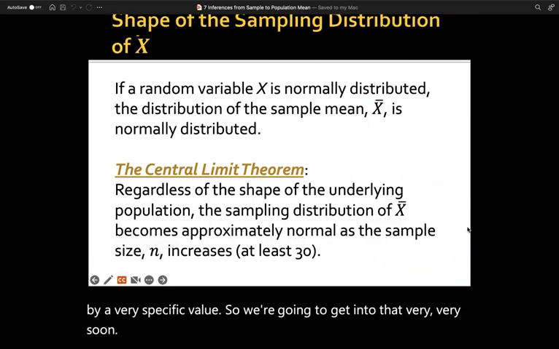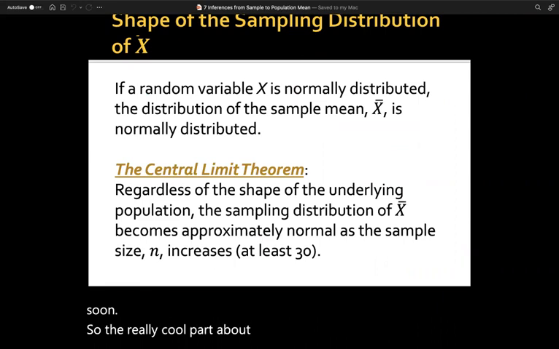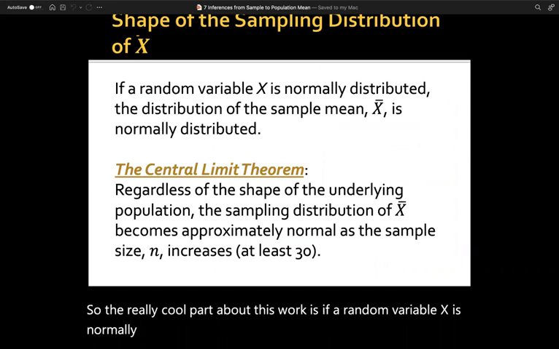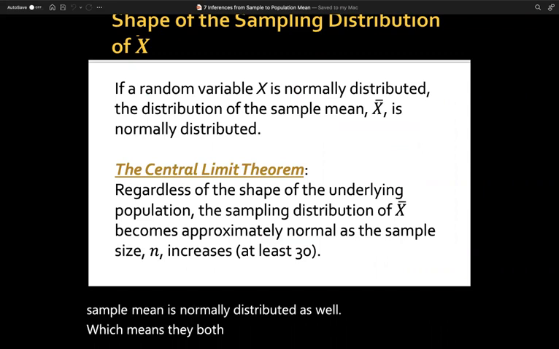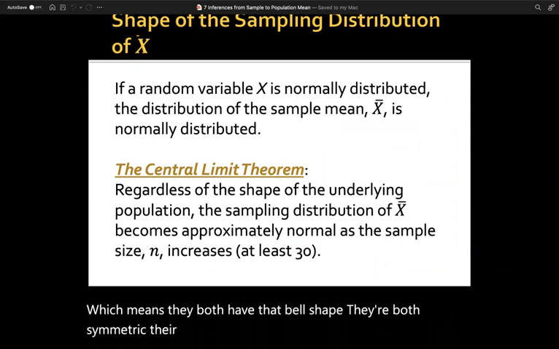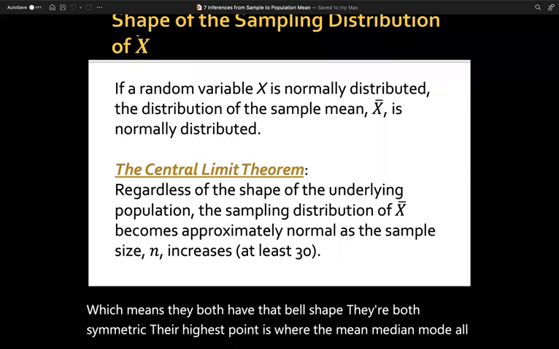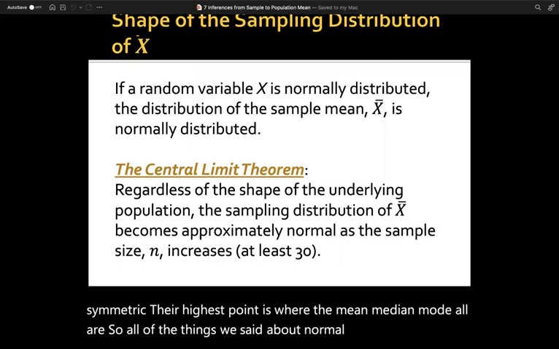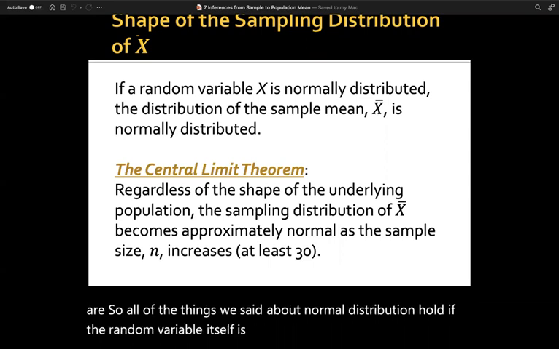So the really cool part about this work is if a random variable x is normally distributed, then immediately the distribution of the sample mean is normally distributed as well, which means they both have that bell shape. They're both symmetric. Their highest point is where the mean, median, and mode all are. So all of the things we said about a normal distribution hold if the random variable itself is already normal.